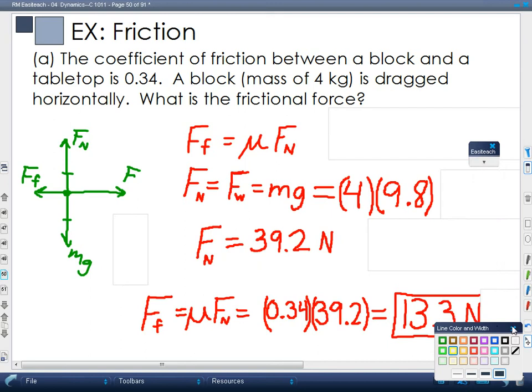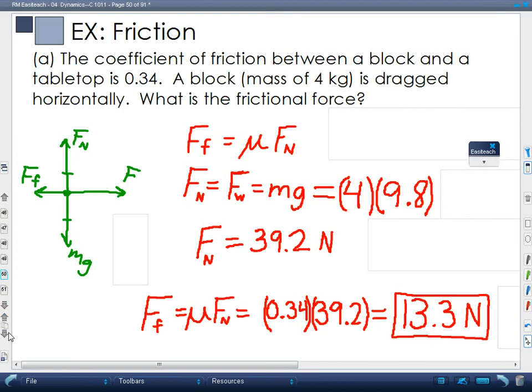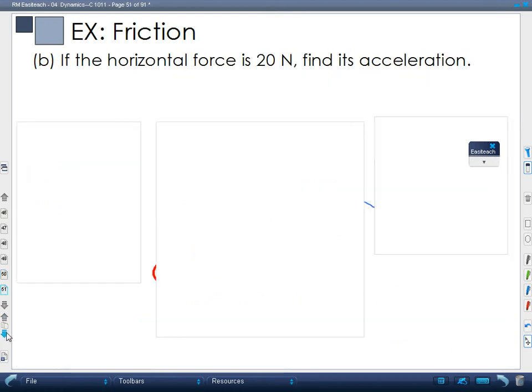And the answer is just 13.3 newtons. So we just calculated the frictional force. The next logical step, we'll go back to this. That's the frictional force, which we're going to use. The next logical step is, if that horizontal force is 20 newtons, find the acceleration.